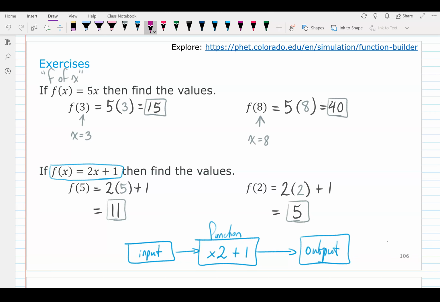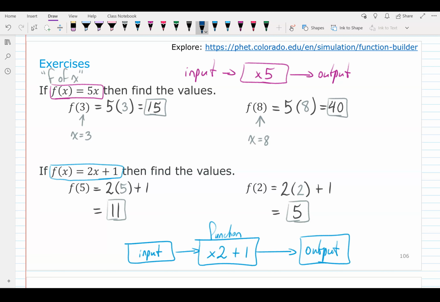The function takes the number, multiplies it by 2, and adds 1. Or the previous one here, 5x, we have our input and our output. It just multiplies it by 5 and gives us an output. So in short, functions are little machines. They take inputs, produce outputs. So all these questions asked were the answers that I gave.